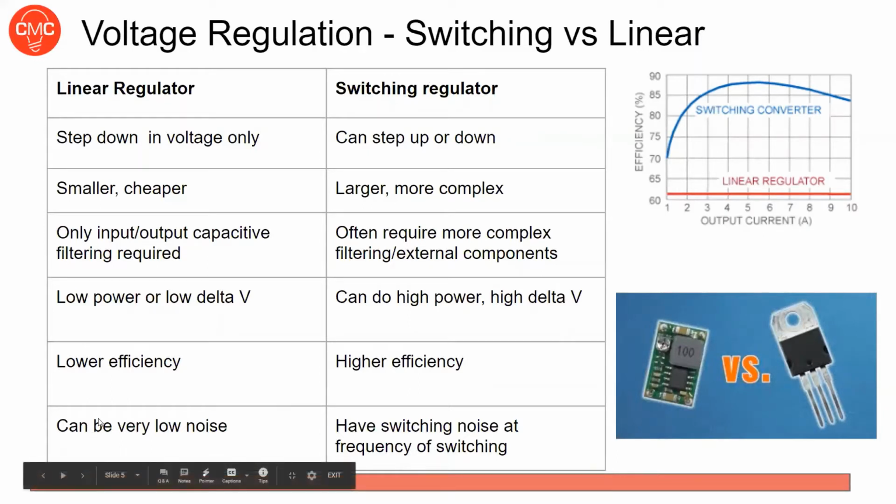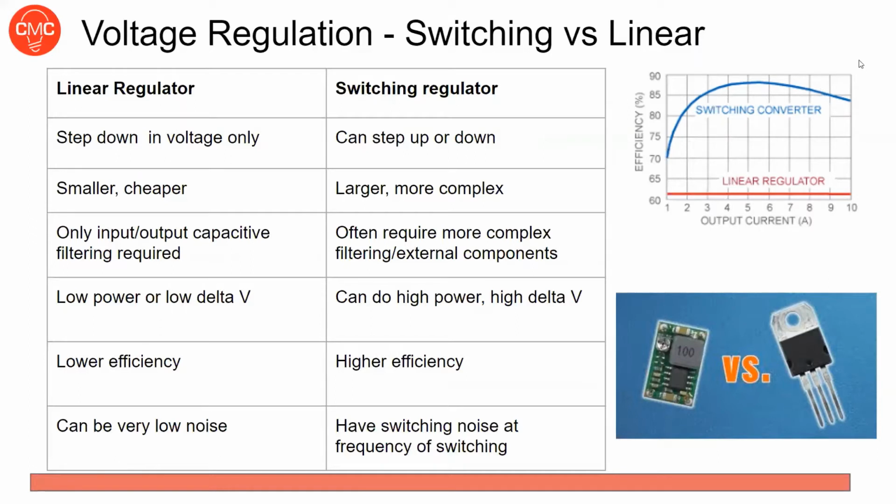One thing is they are very low noise, so if you need a really solid, relatively noiseless voltage level, linear regulators are a great way to go. These are also sometimes called LDOs, and LDO stands for low dropout. That just means there's a small difference in what you're regulating to.